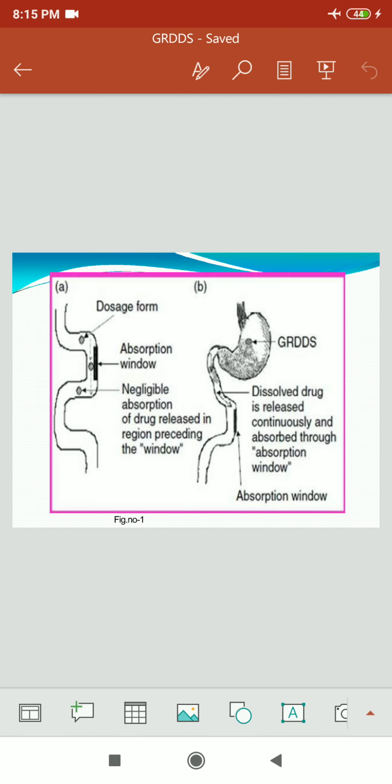This is the simple schematic representation where the absorption window is present. After the stomach, at the start of the intestine, there is a part which is known as the absorption window. When GRDDS remain in the stomach, they release the drug in a controlled manner, and that slow release gives higher absorption at the absorption window site.